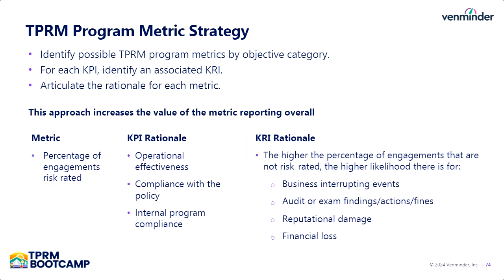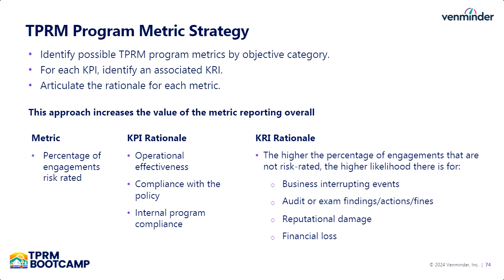Now, I have a cool little trick I like to do when I select a metric. I like to think about it in both terms. How does it help me identify that the program has met its objectives, and how does it help me manage risk? So in this example, the metric is percentage of engagements that are risk rated.